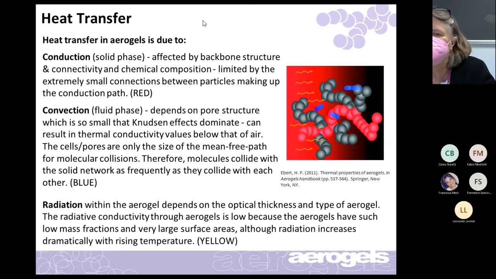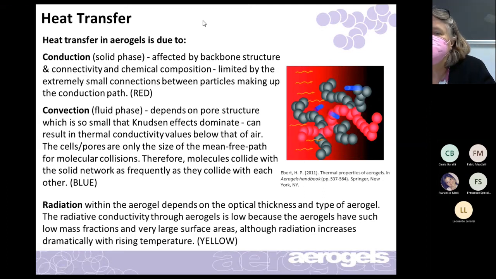So the first phase is conduction. That is the transfer of heat through the solid phase. Conduction occurs due to lattice vibrations in a material and due to the motion of electrons if it is a metal. So it's affected by the backbone structure and the way the structures are connected, and it's affected by the chemical composition. Depends on what it's made of.